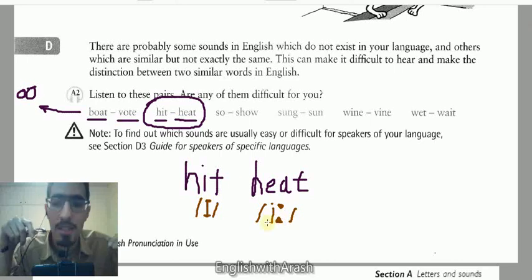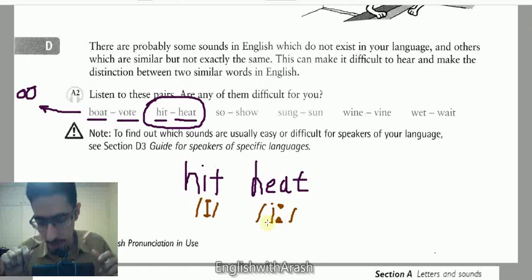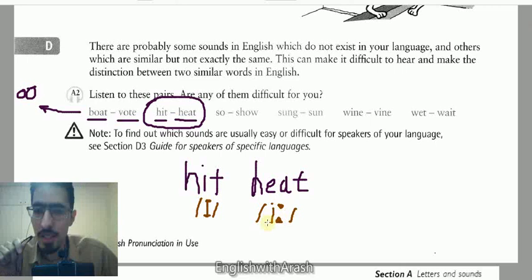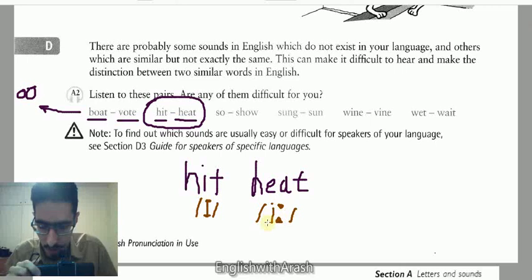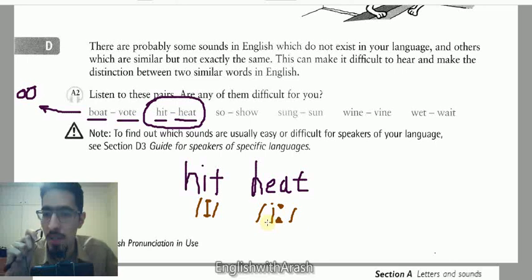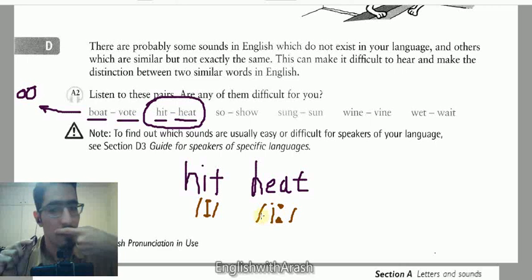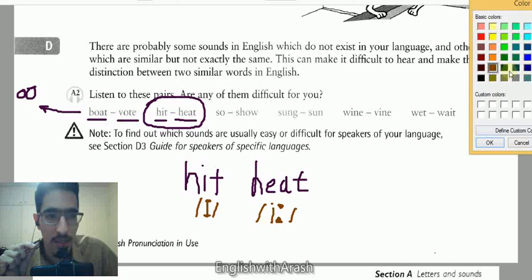Heat. Now, what is the difference? Not sure if the people on the live can see this well, but once you watch the recorded version on Telegram, you can see it well. When you're saying the long E, make sure that the listener can see your teeth, because your mouth opens wide. So when I'm saying heat, you see my teeth from left to right. But when I'm saying hit, you don't see that much of my teeth.